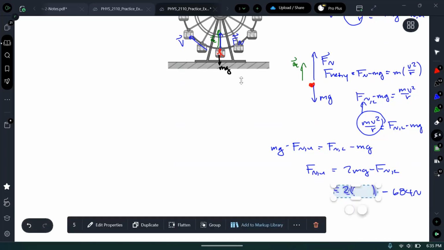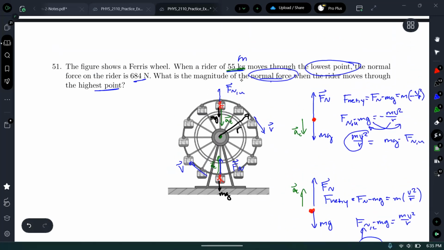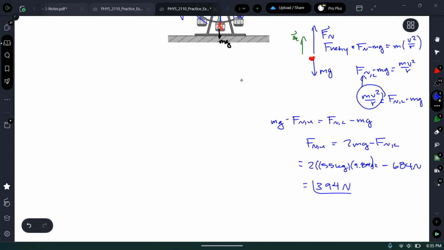His weight I can get from his mass and gravitational acceleration if I give myself a little bit more room. His mass was 55 kilograms. And g is 9.8 meters per second squared. Let me double check that I get a positive. If I don't get a positive, I probably messed up a negative sign somewhere else. So I just want to make sure I didn't do that. Okay, yeah, I get 394 newtons. Positive number, that means I didn't mix up a negative elsewhere.